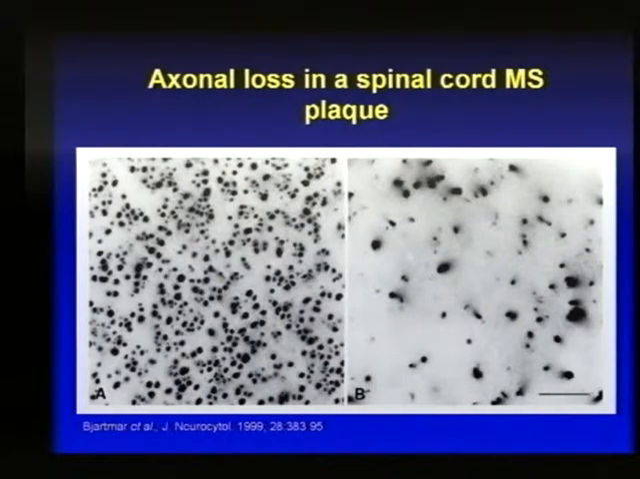This slide shows the loss of axons, or these nerve fibers, in a plaque in an MS patient in the spinal cord. On the left is a normal spinal cord. This is like a cross-section, so it's seen end on, and these black dots are essentially individual axons or nerve fibers. One can see that the density is much reduced, so there's a fair amount of axonal loss.